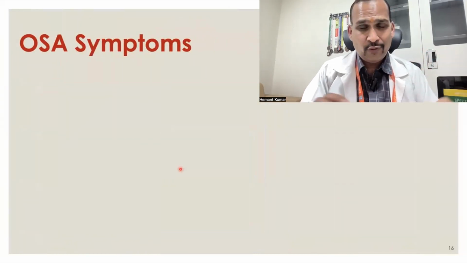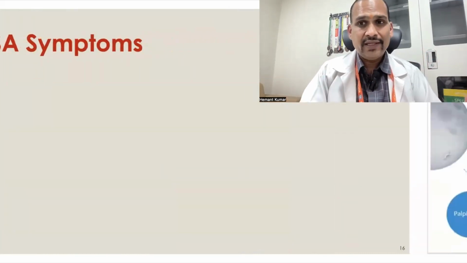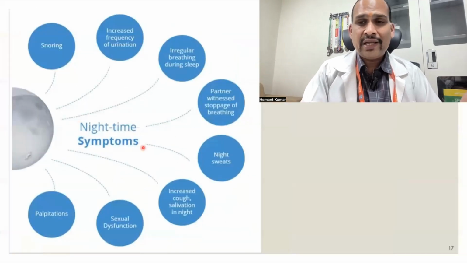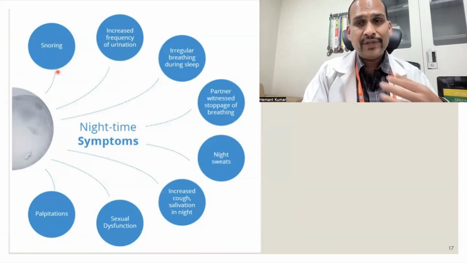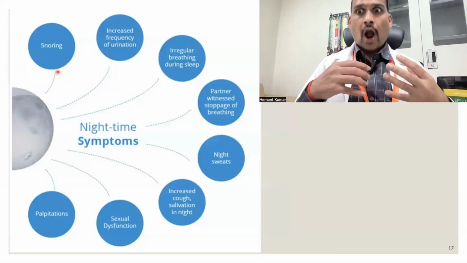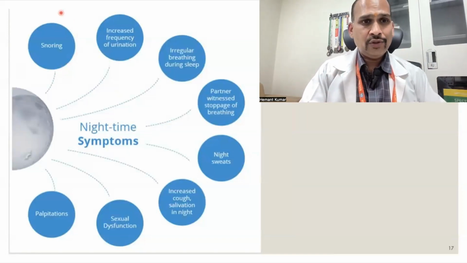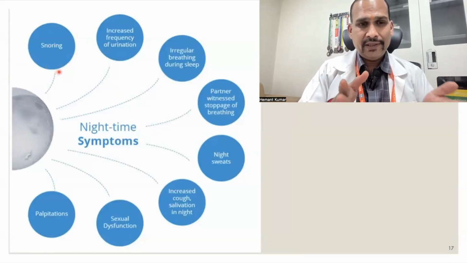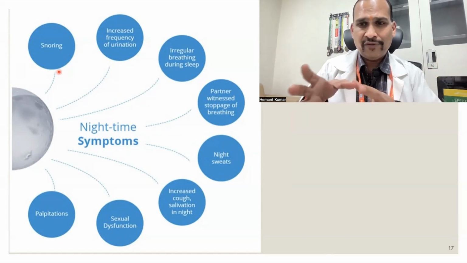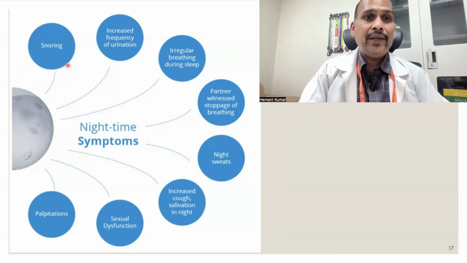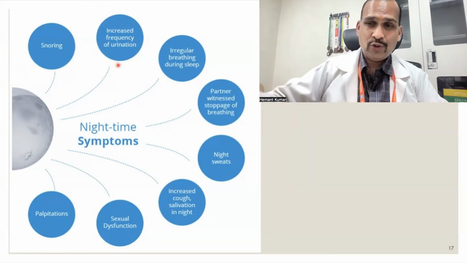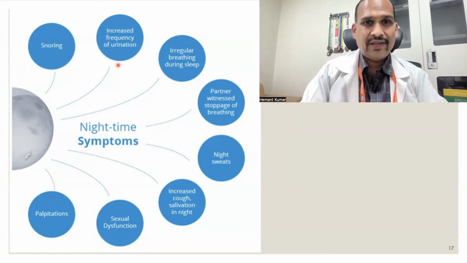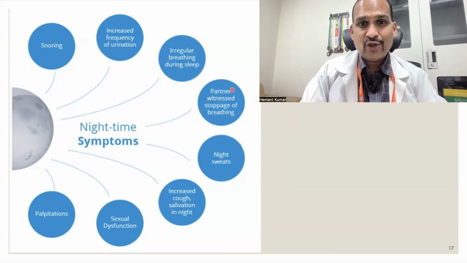So what are the symptoms of OSA? How to recognize whether somebody has OSA or not? Nighttime symptoms: as I told you, the patient will have snoring. Whenever there is choking of the throat, the patient will have snoring, and because of snoring, the spouse, wife or husband, is not able to sleep. The patient will have increased frequency of urination and will go to the washroom many times at night. Irregular breathing: the partner witnesses stopped breathing.